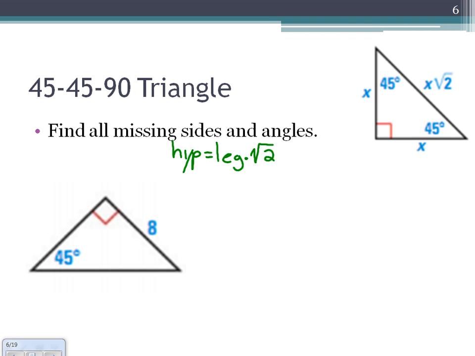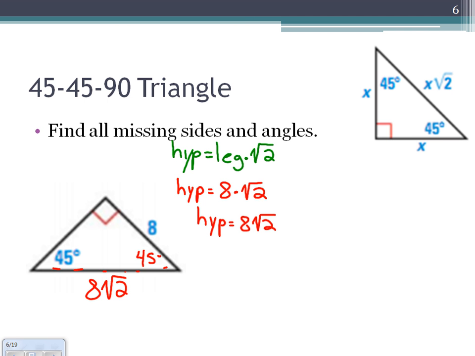In this situation, what is my 8? Is that a leg or a hypotenuse? A leg, good. Because my hypotenuse is over here. So all you need to do is plug in your value. So the hypotenuse, do we know what it is? No. The hypotenuse is equal to, the leg value is what? 8 times square root of 2. Wherever you have a times square root of 2, you can just write them together. So the hypotenuse is equal to 8 root 2.